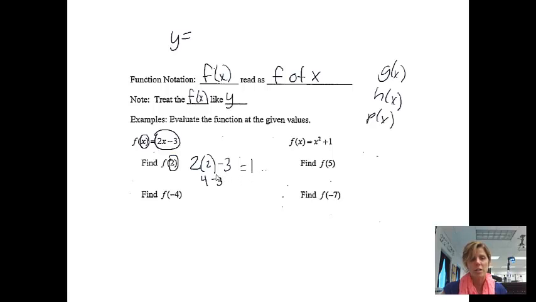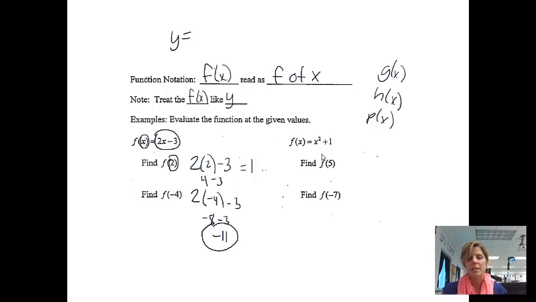So it's nothing different. The only thing really different is that I have different notation. This one asks me to find f of negative 4. So again, I'm going to go into the right side of the function, and wherever I see an x, I'm going to put a negative 4. So I'm going to get negative 8 minus 3, which gives me negative 11 for my answer.